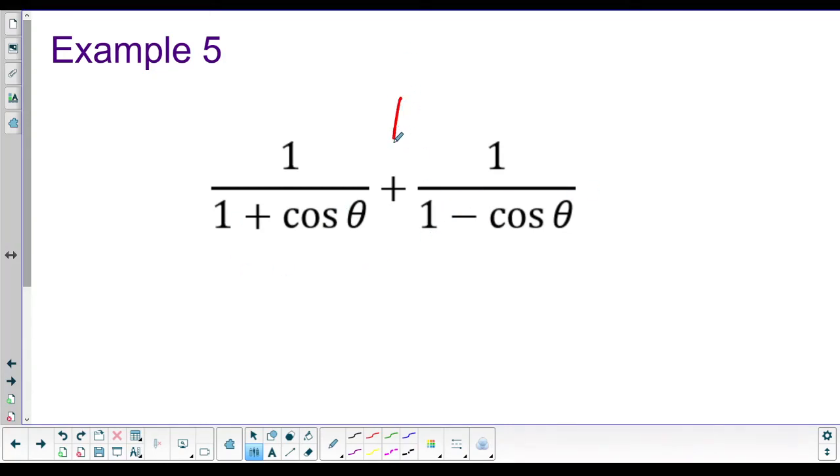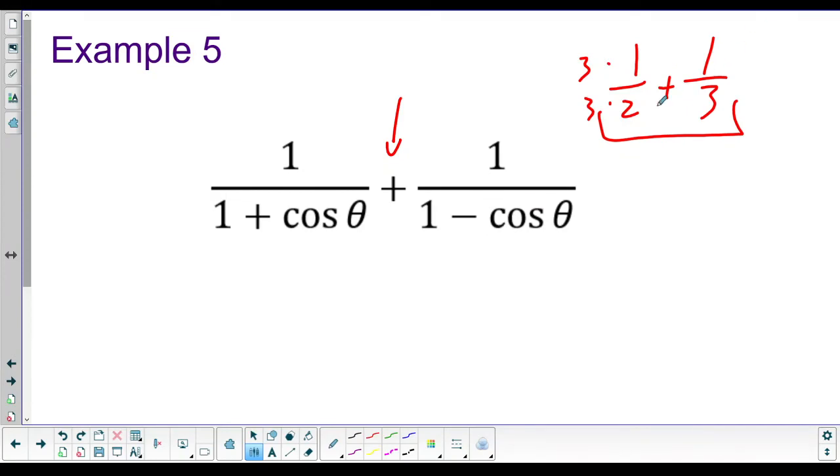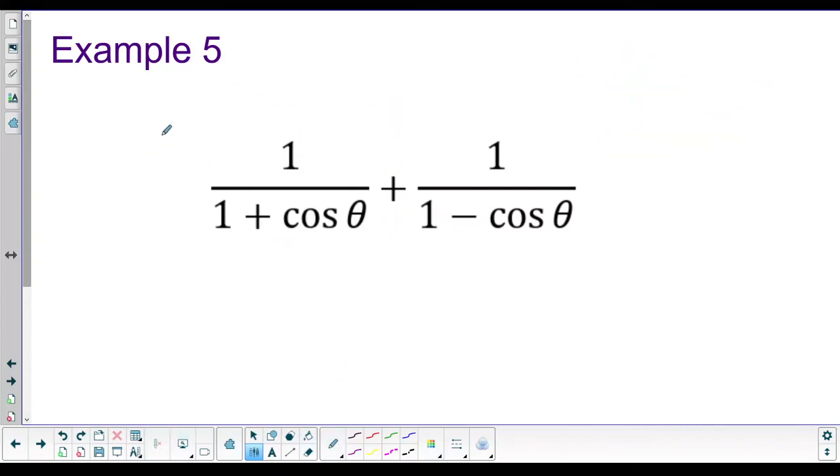What we're trying to do here is add these two fractions together. So if you have 1 over 2 plus 1 over 3, what do you need to do to be allowed to add these? Well, we need to get a common denominator. And the way we would do that is we would multiply this fraction by this denominator on the top and bottom. And then we would multiply this fraction by the other denominator on the top and the bottom. So let's do that. So we're going to multiply this fraction by 1 minus cosine.